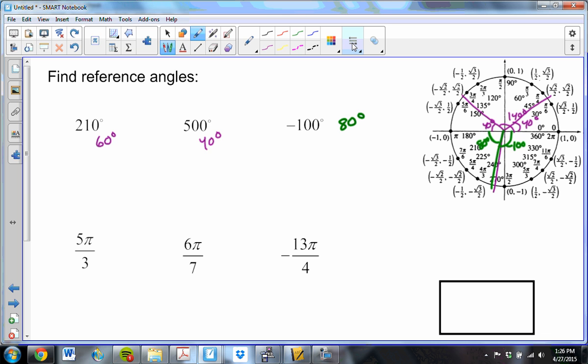5 pi over 3 is here. And so its reference angle, well, 1/2 happens here for x, 1/2 happens here for y. So its reference angle is pi over 3. I'm going to erase all this now.